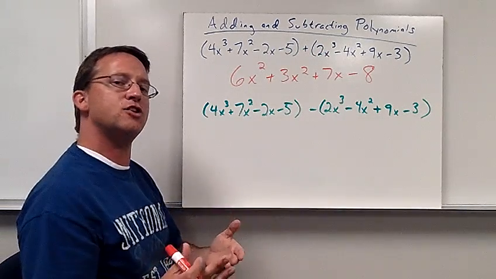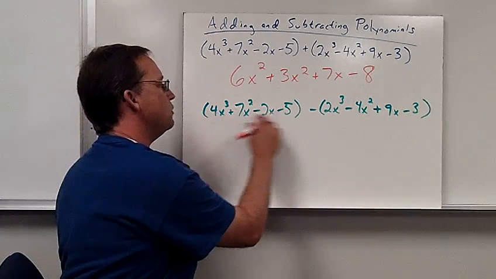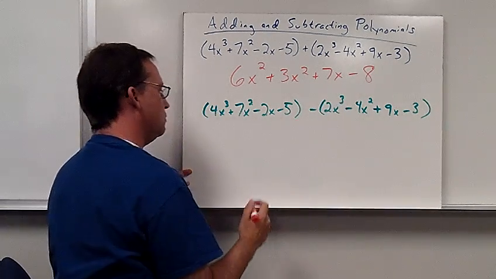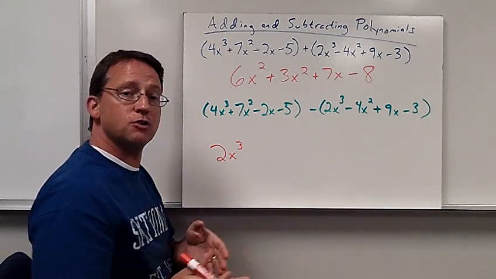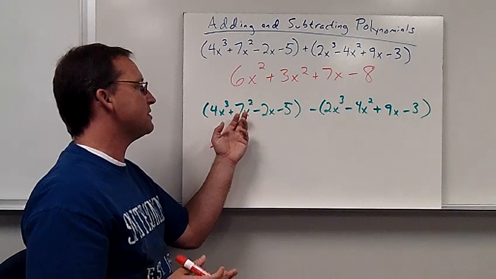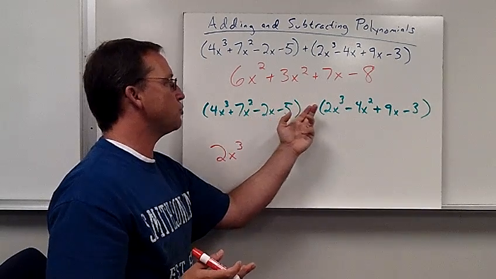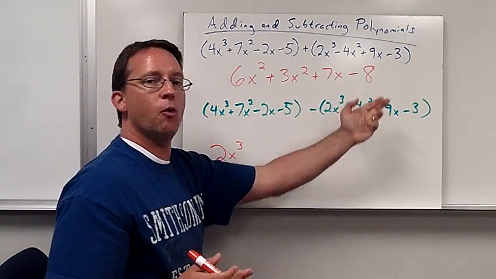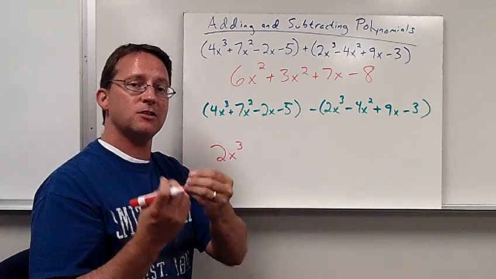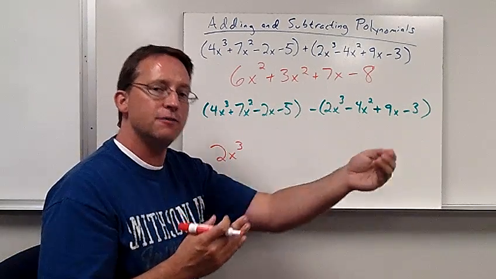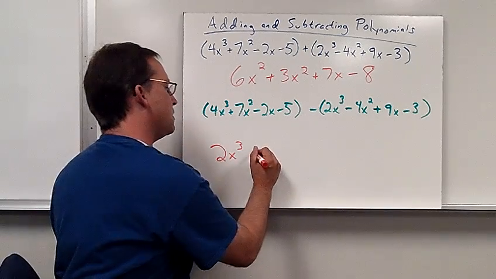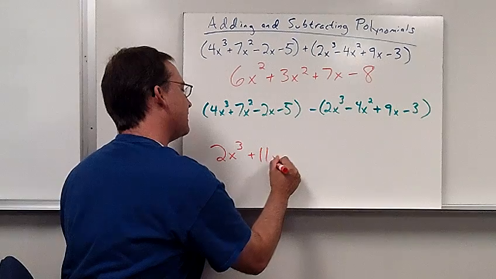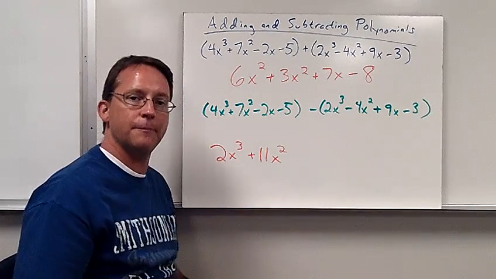So I first look at my x cubed terms. I have a 4x cubed minus a 2x cubed, and that would give me a 2x cubed. Now here's where you have to really start being careful. We have a 7x squared. We're subtracting a negative 4x squared. So it's really 7x squared minus a negative 4x squared. So it's like 7x squared plus 4x squared. So this becomes plus 11x squared. Okay?